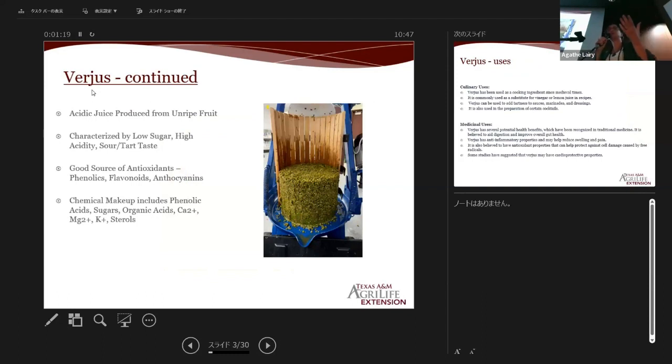Because it's produced from underripe fruit, green grapes basically, the acidity is high in verjus. It has lower sugar concentration, a sour and tart taste. It's a good source of antioxidants, phenolics, flavonoids, and anthocyanins, depending on the type of grape that you're using. And its chemical makeup includes phenolic acids, sugars, organic acids, calcium, magnesium, potassium, and sterols.